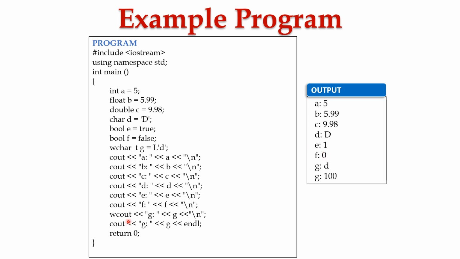The wcout statement is used to display the variable g, which is of wchar_t data type. It prints the value small d as such. But if we use cout instead of wcout, the ASCII value of small d is printed, which is 100 for the g variable.